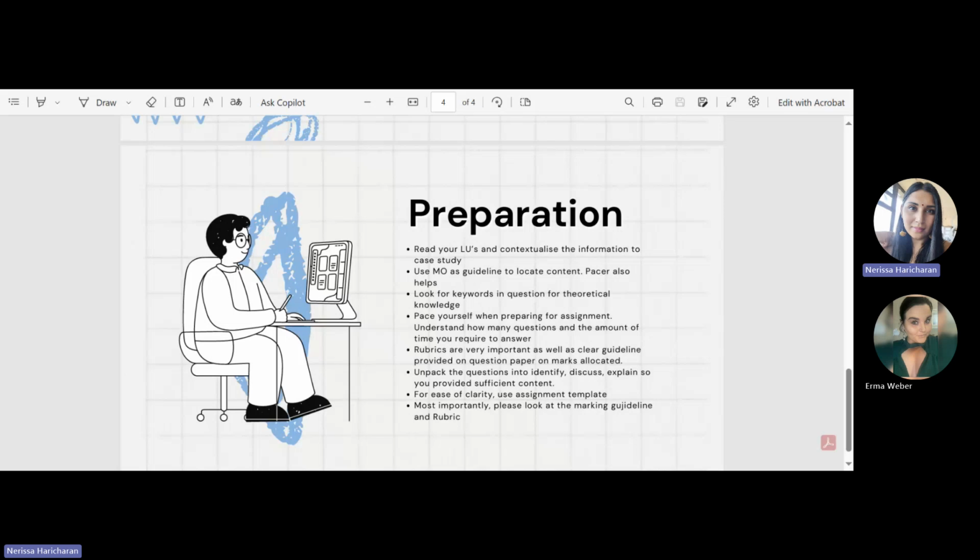There are a lot of rubrics in your assignment 2, so make sure that you are following your rubrics very carefully. Unpack your different questions. If they're asking you to identify or discuss or explain, make sure you're providing sufficient content for how many marks the question is worth. Also, make sure you're using the assignment template and you are looking at the rubric. You'll see that I've probably repeated myself 3 or 4 times when it came to marking guideline and rubric. It is very, very important that you familiarize yourself with this.